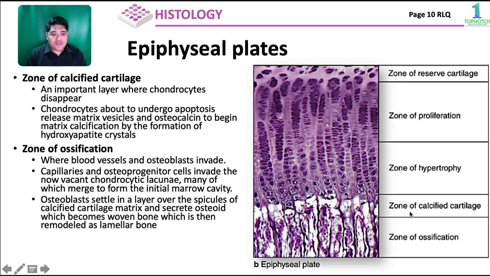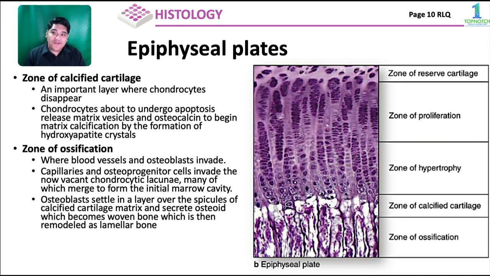And then your zone of ossification, where blood vessels and your osteoblasts now invade. Capillaries and your osteoprogenitor cells invade the vacant chondrocytic lacunae. Okay, and then the osteoblasts settle in a layer over the spicules of calcified cartilage matrix, which then will secrete your osteoid. It will become woven bone or primary bone, to be remodeled into your secondary bone or mature bone, your lamellar bone. So that's how your osteogenesis happens.